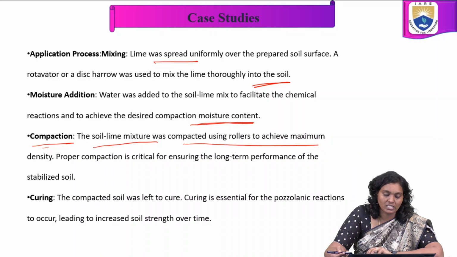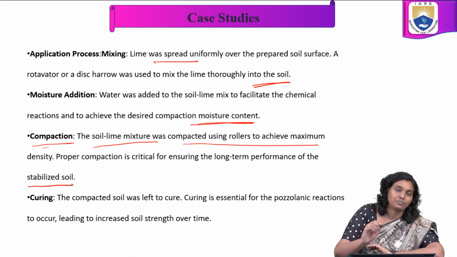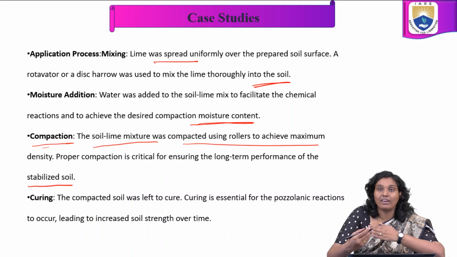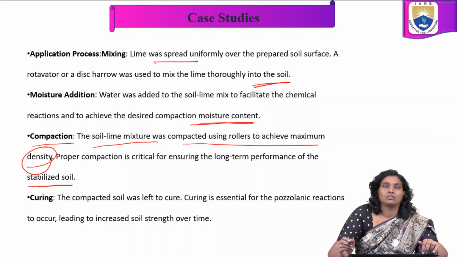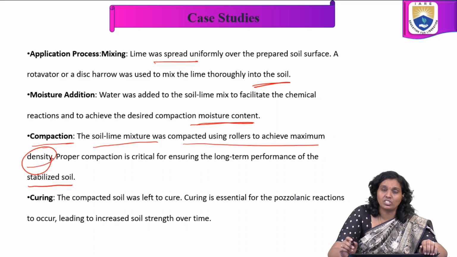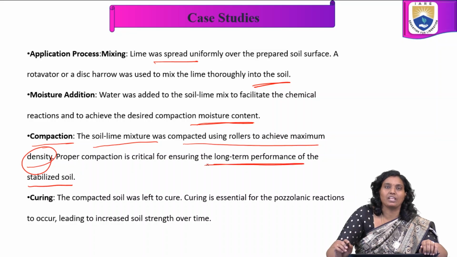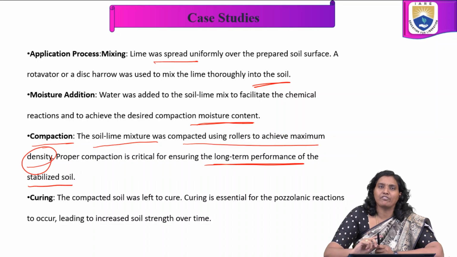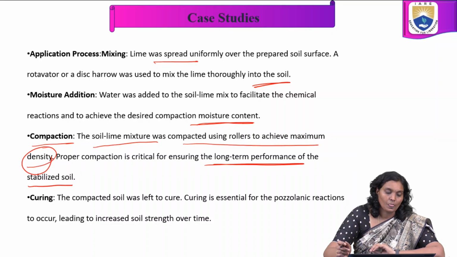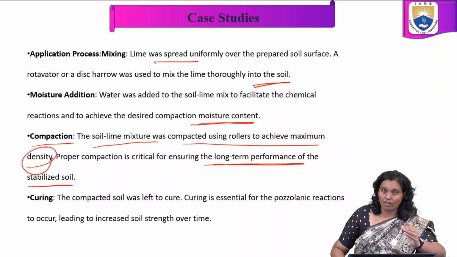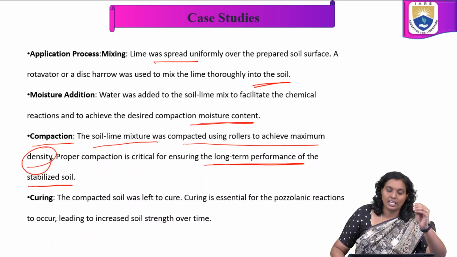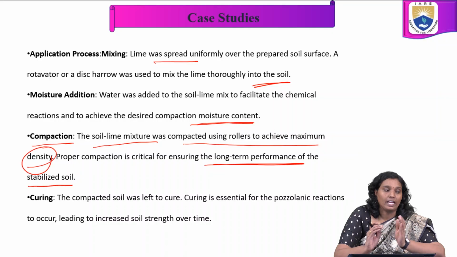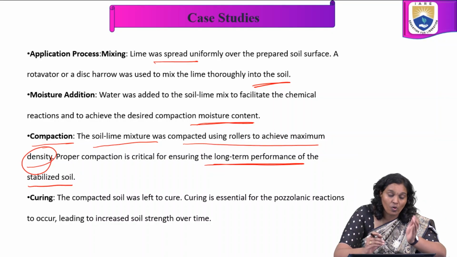Proper compaction is critical for ensuring the long-term performance of the stabilized soil. Whenever you use rollers to achieve maximum density, it is very critical for the long-term performance of the stabilized soil. Now these are the procedure steps. First we prepare the site. We assess how much lime quantity is required. In the application process we mix, add moisture if required, and move on to the compaction.